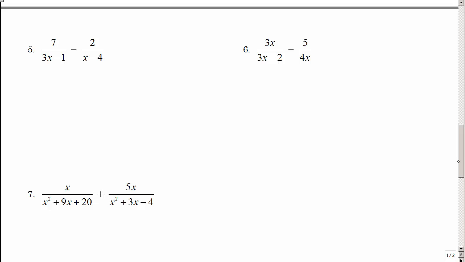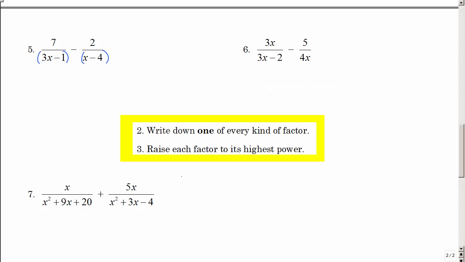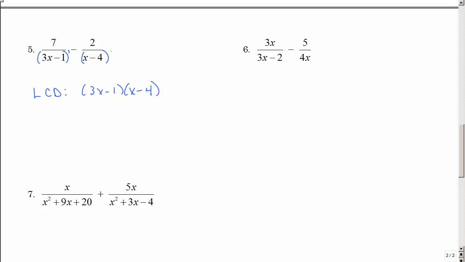Ooh, these look a little bit harder. So if you go back to those notes, you're going to factor each denominator. Can we factor this? No. Can you factor the next one? No. Those are just factors. So it says for the least common denominator, write down one of each kind of factor raised to the highest power. And those are both to the first power. That's it. Yes, that is it. We're not going to do the adding and subtracting. We're just looking at that LCD, that least common denominator.